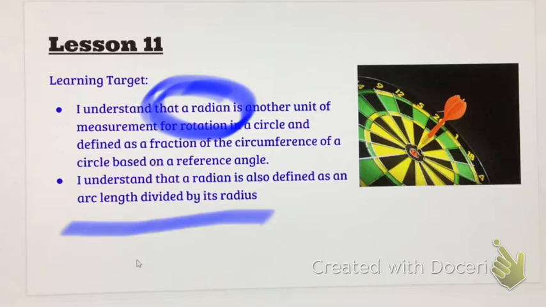So we're starting with the learning target of, I understand that a radian is another unit of measurement for rotation in a circle. And we kind of define it as a fraction of the circumference of a circle based on a reference angle. We can refer to degrees when we use that. I'm not using the term reference angle correctly here, but it's a reference to something we already know. And we also understand that a radian is defined as an arc length divided by its radius. That's the definition technically in this textbook, so we're going to use that as well.